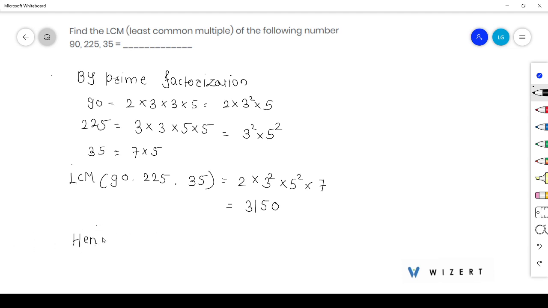Hence, the least common multiple of 90, 225 and 35 is 3150.